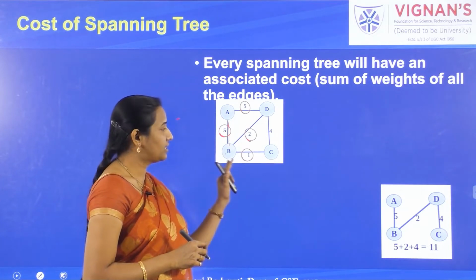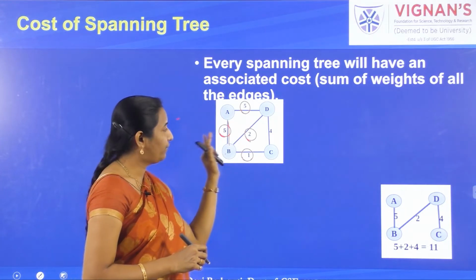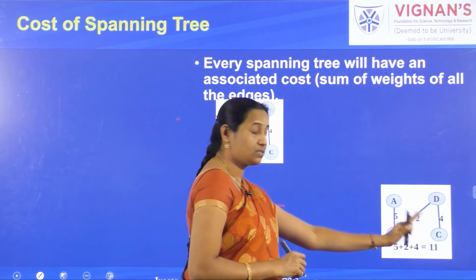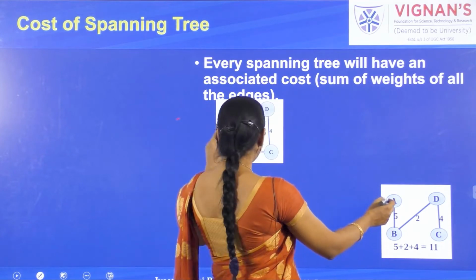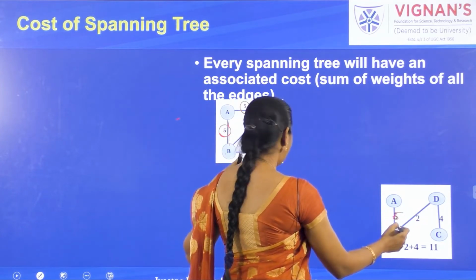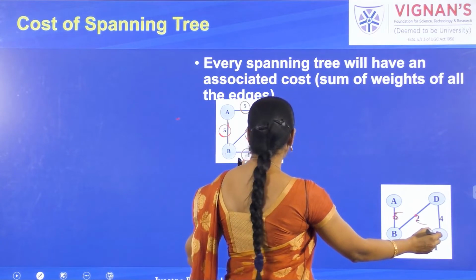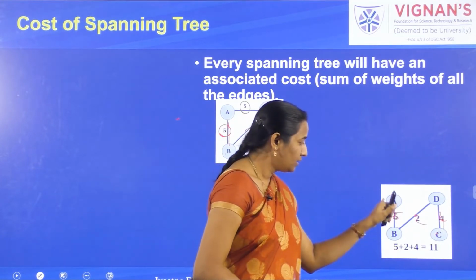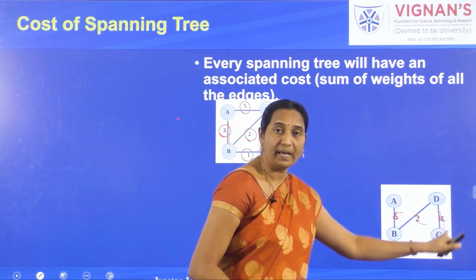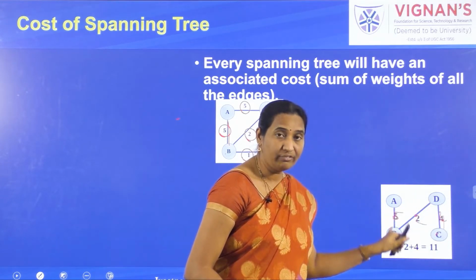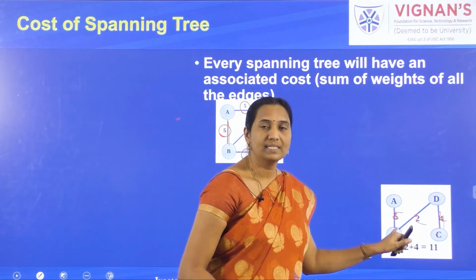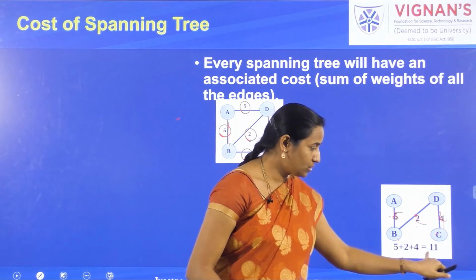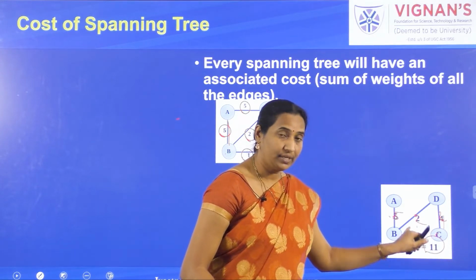So now I can treat this graph as a weighted graph, right? So for this weighted graph, this is one of the spanning trees, right? And after constructing the spanning tree, I know that A to B the cost is 5, and for B to D the cost is 2, and for C to D the cost is 4. The cost of this spanning tree can be computed as the sum of the cost of all the edges in the spanning tree. That is 5 plus 2 plus 4 is equal to 11. The cost of this spanning tree is 11.